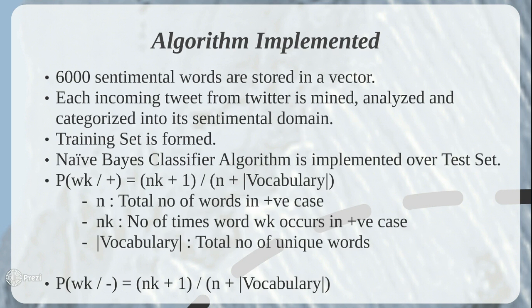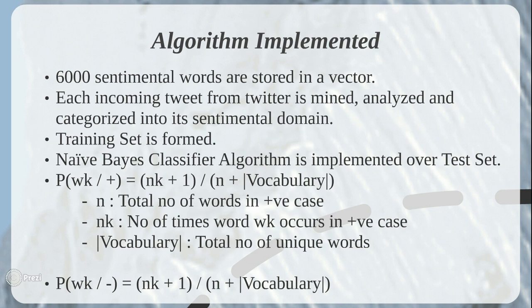First of all, the training set is formed from the tweets. One third of the tweets are considered as a training set, and the naive Bayes classifier algorithm is then implemented over the test set. Based on the result which we have found over the training set, we are predicting the classification of the sentimental domain for the test set.